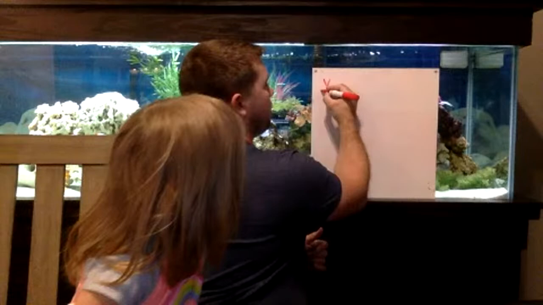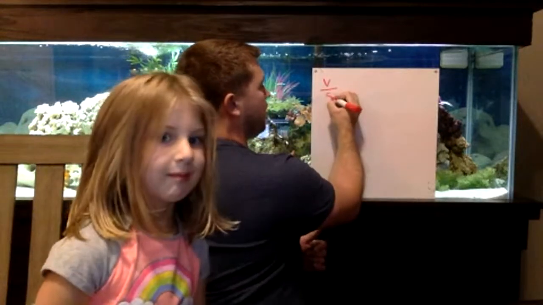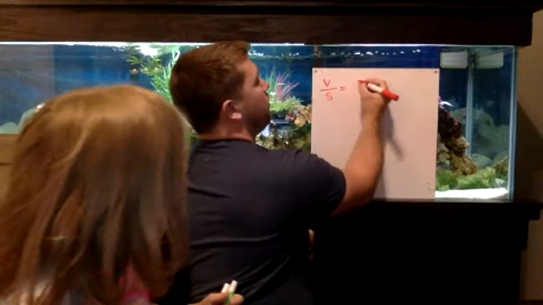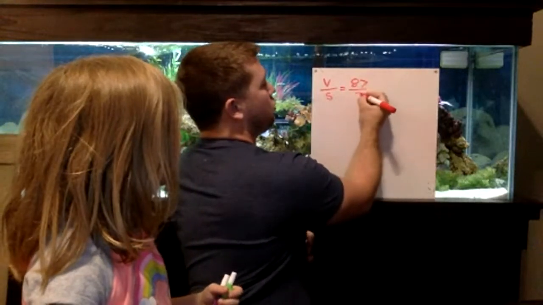So we're talking about vibrations per second here. Okay. So I'm going to set my labels up first. Vibrations per second. And then it says the string that produces the lowest tone on a piano vibrates 87 times in 3 seconds. So that's the ratio I'm given. Okay. 87 times in 3 seconds.